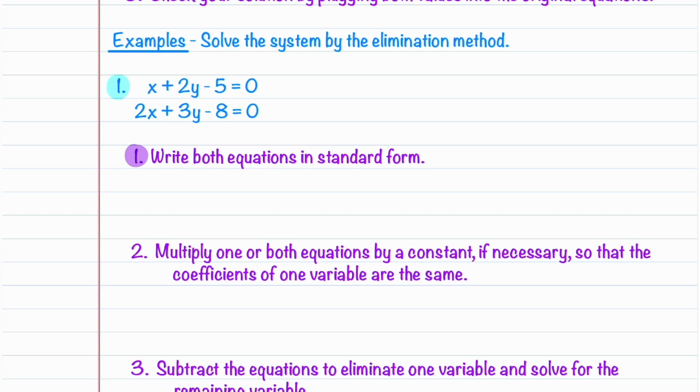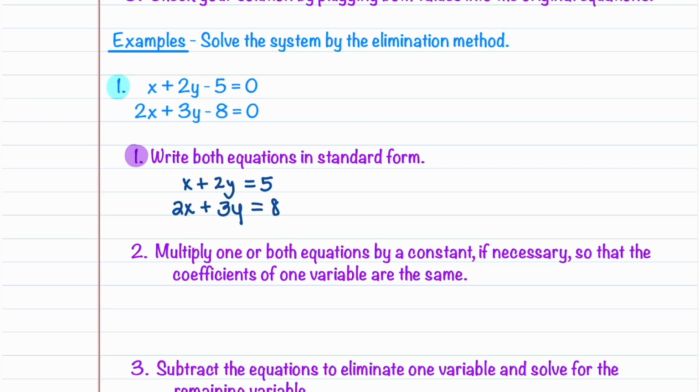When you write an equation in standard form, you put the x and the y on the left, and you put any constant on the right. So our equations written in standard form are x plus 2y is equal to 5, and then 2x plus 3y is equal to 8. You might notice that this is the same system that we solved using substitution.